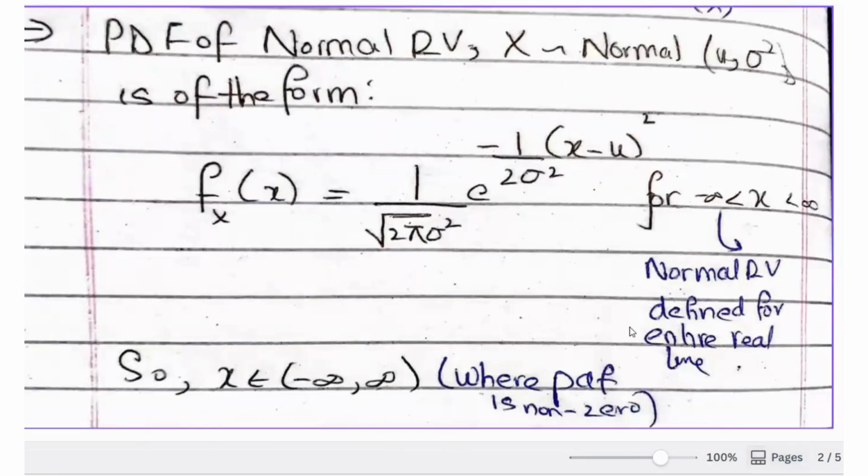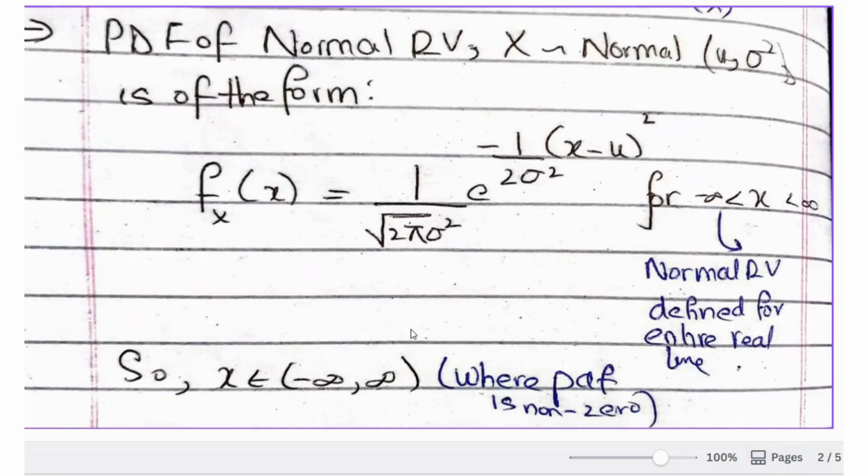When we talk about the PDF of a normal random variable x, which has two parameters, mu, the expected value of x, and sigma square, the variance of x, this PDF takes this form, and it is defined for values of x between minus infinity and infinity. So a normal random variable is defined for the entire real line. And this is the form its PDF takes. Here is mu, which is its expected value, and here is sigma square, which is its variance.